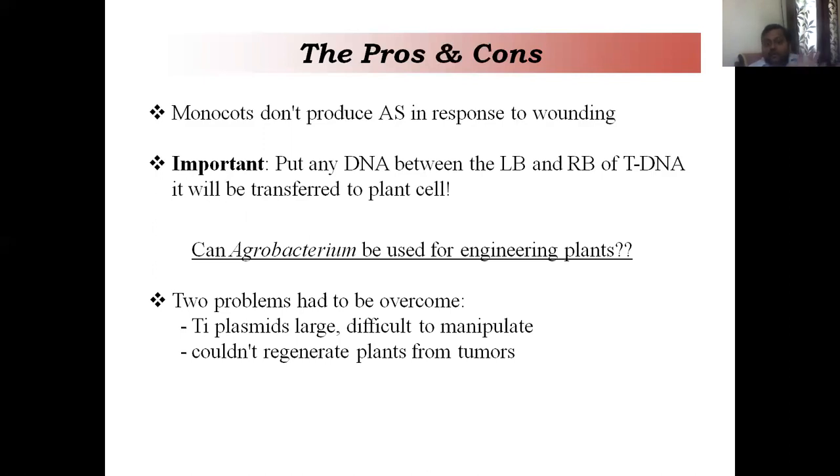But they realized that there were two very big problems. The first one was that the Ti plasmid was huge, about 200 kb, so it was very difficult to manipulate. And the opines that are synthesized lower the transformation efficiency. Once you have tumor formation, you cannot regenerate plants from those tumors. Some people thought that the tumor can grow by itself, it is a callus, so why not regenerate the plant from there? But they found that that cannot happen.